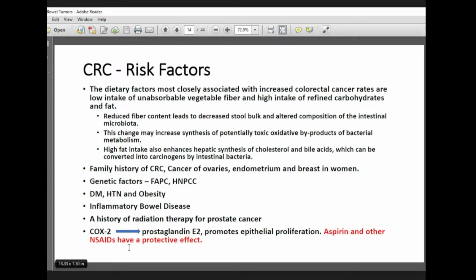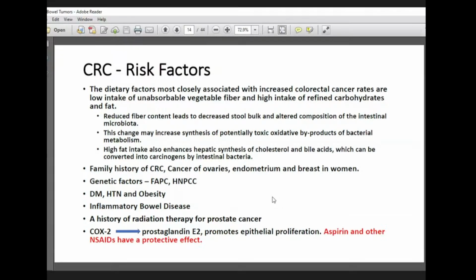Clear? Is it clear for you all or not? Yes, it is. Now you can understand in a better way about the risk factors of colorectal carcinoma.